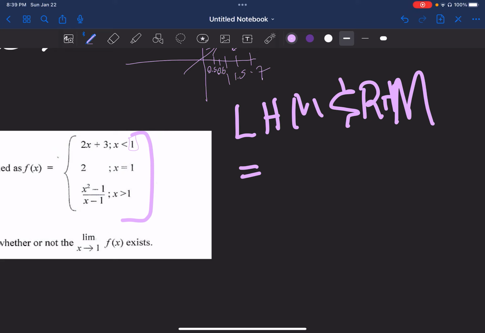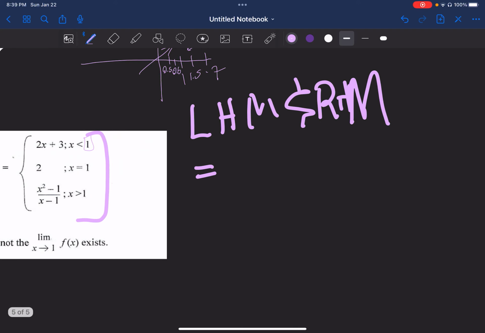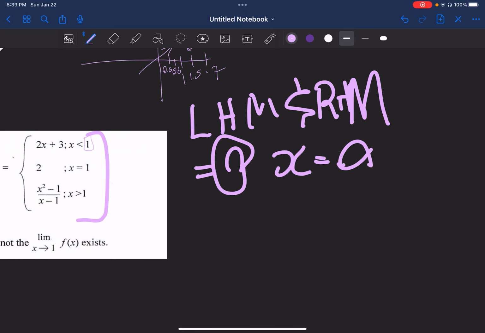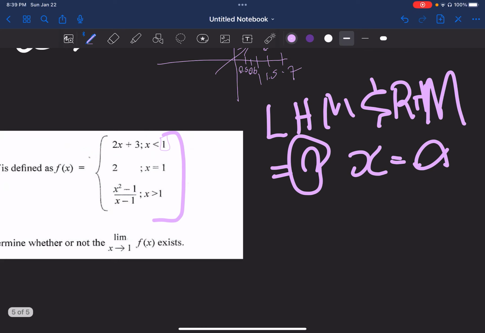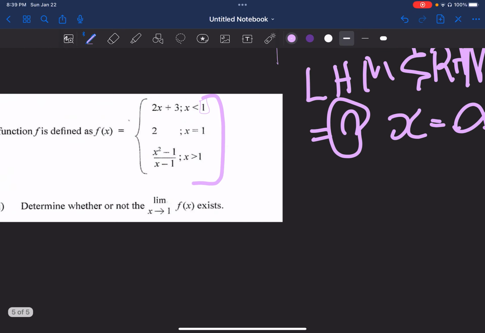Well, they must be equal at x equals a. So I'll just put an at sign at x equals a. So when x equals 1, we'll use substitution here. When x is less than 1, this means that it is coming from the left-hand side, so we'll just substitute that in. We'll have 2 times 1 plus 3, which is equal to 5.